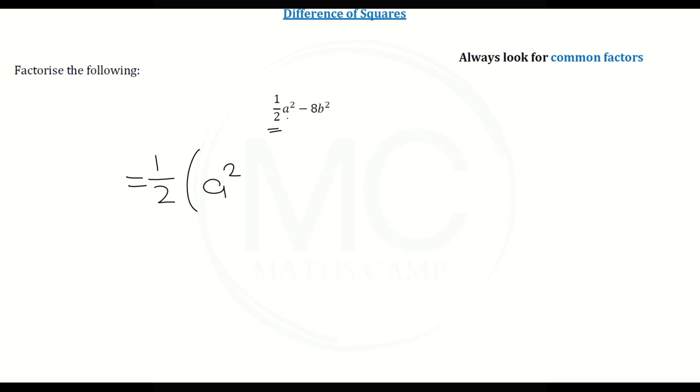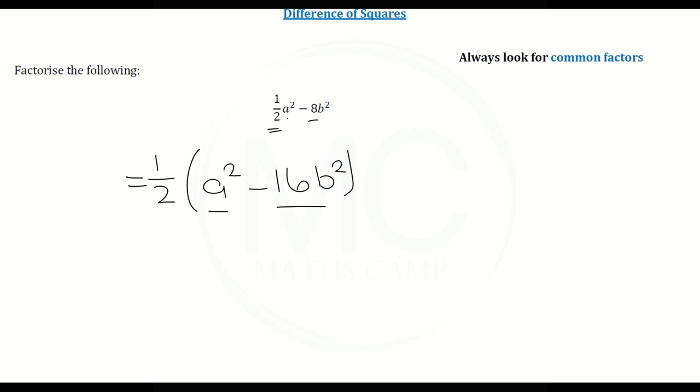When you take out a common factor, you are actually dividing. So we are saying 8 divided by 1 over 2. And remember that when you divide by a fraction, you actually multiply. So in this case, we're going to have negative 8 multiplied by 2, and we get negative 16. Don't forget to put in your b squared. Now we have a squared minus 16b squared.